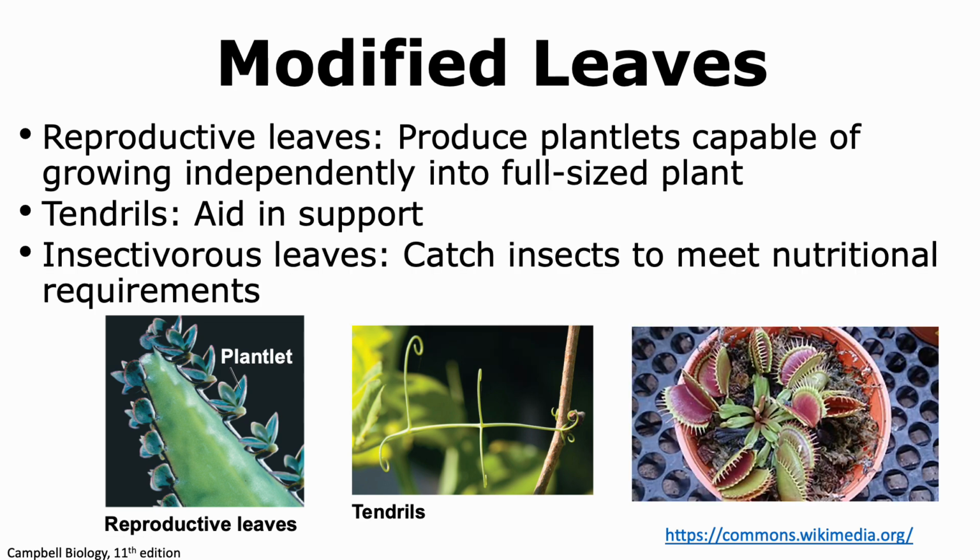Some plants can use their leaves to catch insects. Such insectivorous plants normally live in areas where there is poor availability of nitrogen, and hence they depend on insects to meet their nutritional requirements.